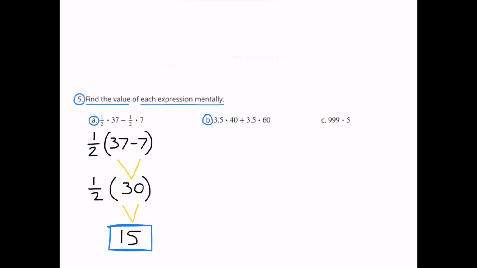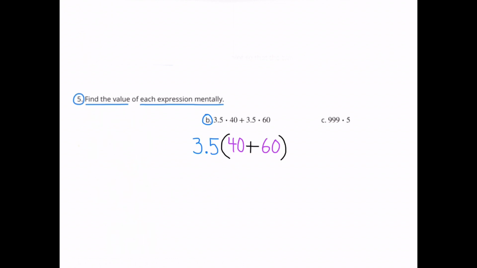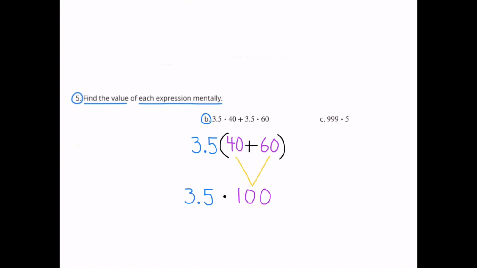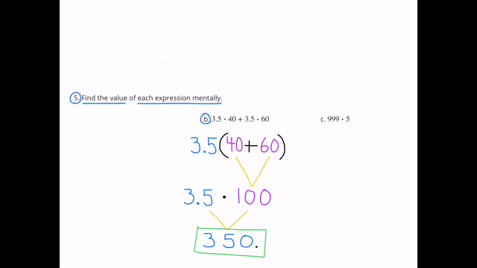B. 3 5/10 times 40 plus 3 5/10 times 60. You can use the distributive property here too. 3 5/10 times 40 plus 60, or 3 5/10 times 100. And 3 5/10 times 100 is 350, which is 100 times larger than 3 5/10.